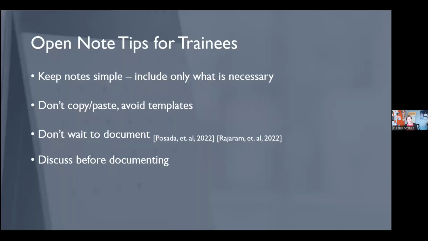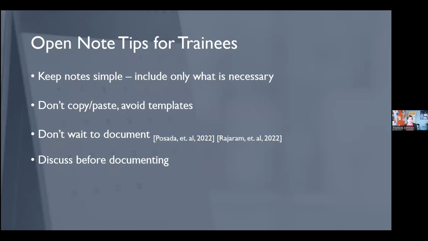So, some tips for ourselves and for trainees on writing open notes. Keep notes simple. Include only what's necessary, what you have to have for billing and treatment. Remove the extraneous information. You don't need all of the details. Try to avoid copying and pasting and templates when moving forward over time. Note templates and copying forward can lead to misalignments. They can lead to errors.